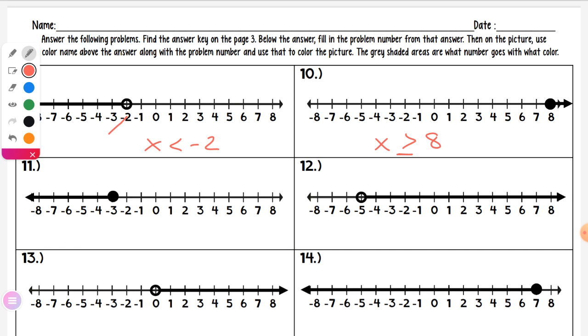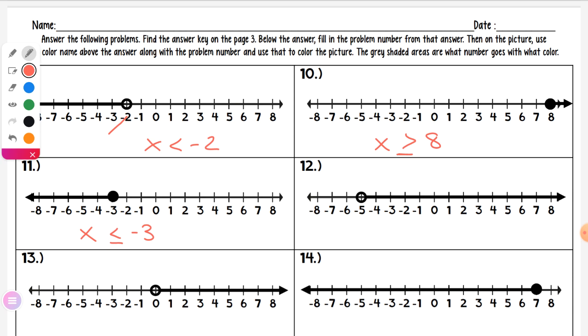Number 11, Ethan, what'd you come up with? X is less than -3. And then it has a line under it. Okay, so how do we say that properly? Sadie? So X is less than or equal to -3 because all of the shaded values are smaller than -3 or -3, and we are shading possible values for X.